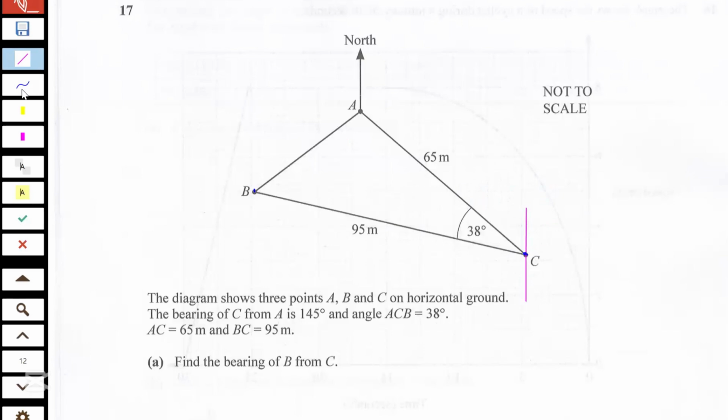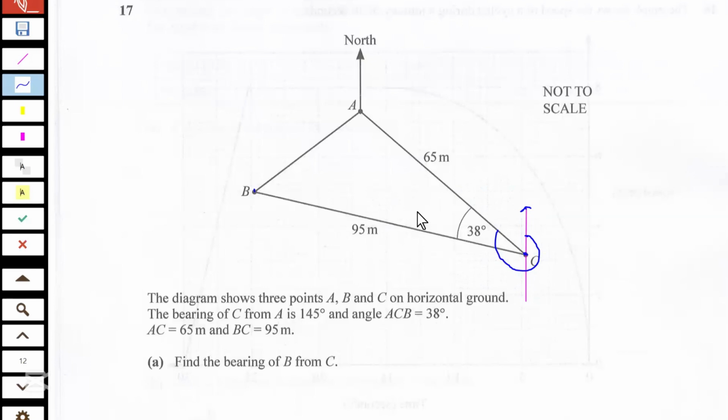Now the question says, find the bearing of B from C. Bearing of B from C, simply counting in clockwise direction. This is actually the bearing we are talking about.